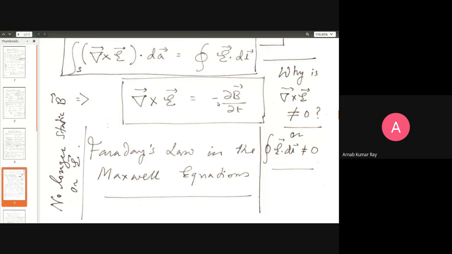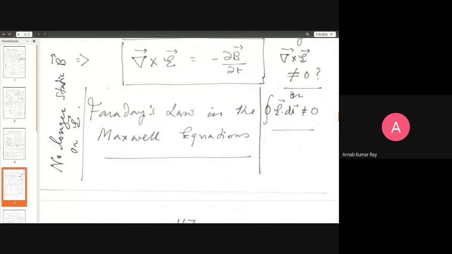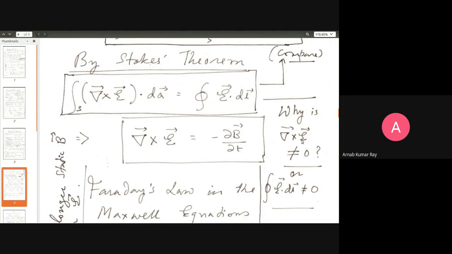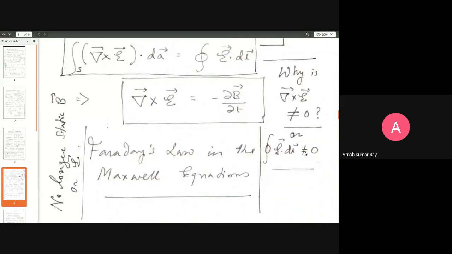So curl of E is equal to minus del del t of B. Why is curl of E not equal to the zero vector, as it should be? Slight error over here, page 116, I'll correct that. So why is this a non-zero vector? Because now we are no longer talking about static charges or steady current. As a result, two of the things you studied in statics, namely that the curl of the electric field is 0 and the closed loop integral of the electric field is 0, are no longer happening. So this is Faraday's law in Maxwell's equations.